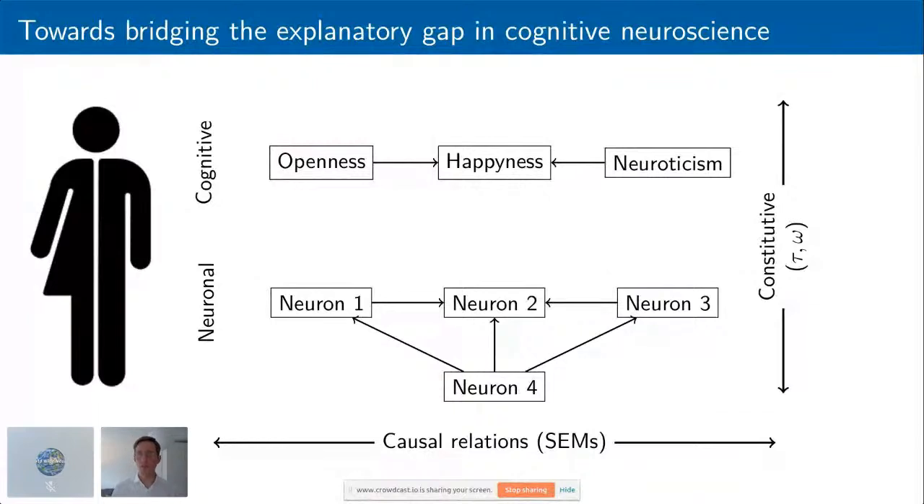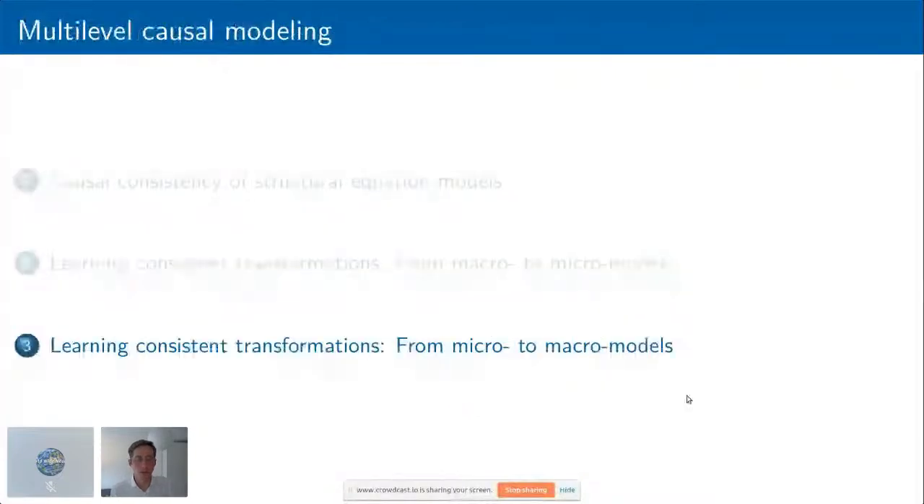And once we have this most macroscopic latent causal model, we can then start refining it. And hopefully at some point we will be able to refine it such that it becomes consistent with a neuronal level model. But I think this is still rather long off, and this is part of ongoing work in our group. So I'm slowly getting to the end. And I want to conclude with briefly talking about transformations from the micro level to the macro level.